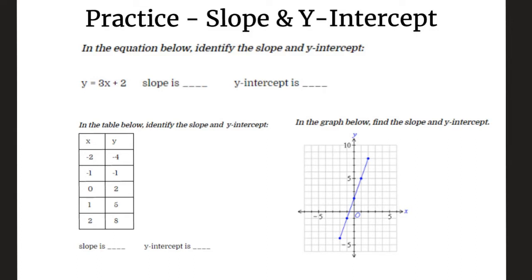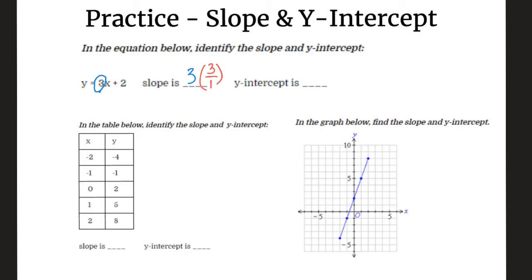Well, we know that the slope is the number that is attached to our x variable. So our slope in this case is 3. And in terms of rise over run, you would want to see this as 3 over 1. So we would rise 3 and we would go to the right 1.